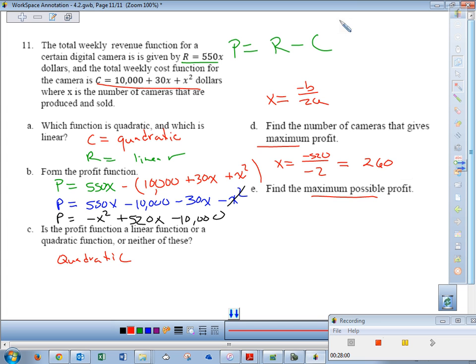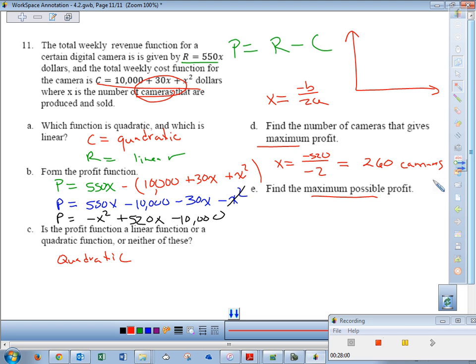Pretend you made a graph of this situation. There are 2 labels that we're dealing with. There is cameras and there is money. Who's on the x-axis, cameras or money? Cameras. Didn't we just find the x value of the vertex? They want to know how many cameras? Well, I'll bet it's 260 cameras.